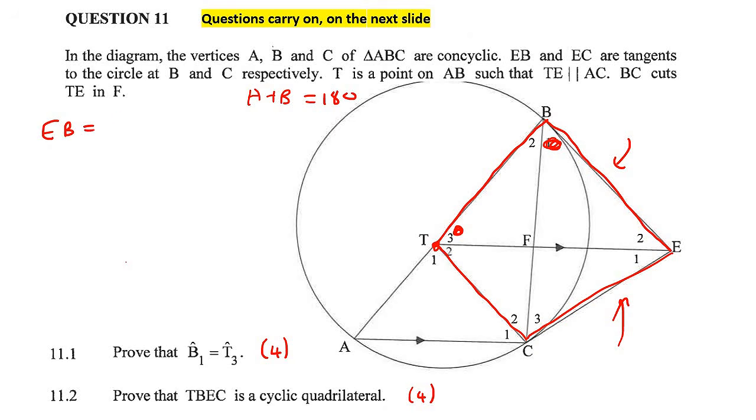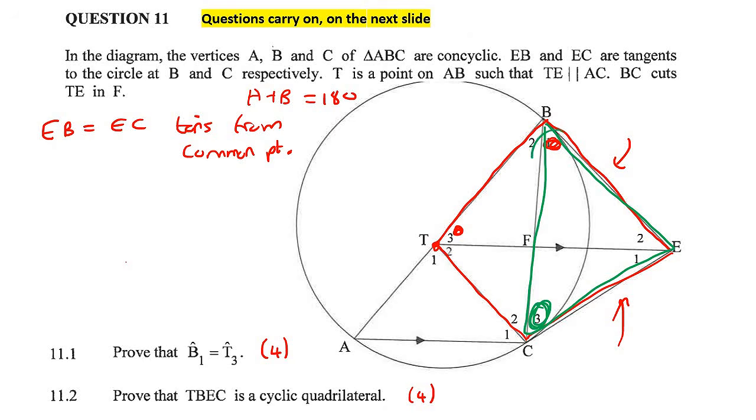So EB is the same length as EC. Why? Tangents from common point. Okay, so what that then means is that in this triangle over here, this angle and this angle would be the same, just because it's an isosceles triangle. So we could say that angle C3 is then the same as angle B1. That's just because of angles opposite equal sides. Okay, if you're in the IEB curriculum, you are able to just say isos triangle, but in the CAPS curriculum, they are not allowed to do that. Okay, so C3 and B1 are the same.